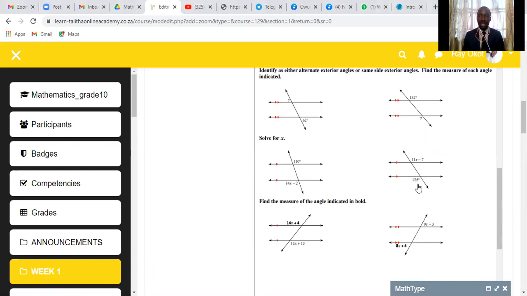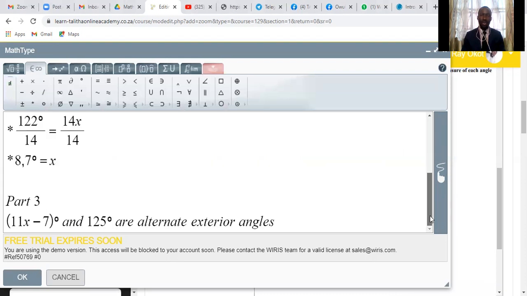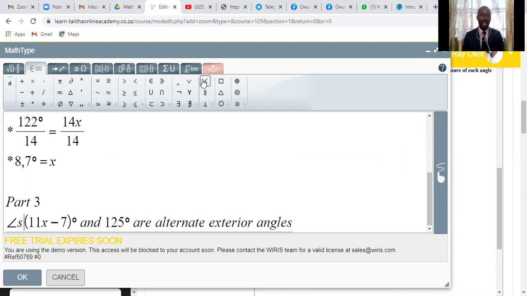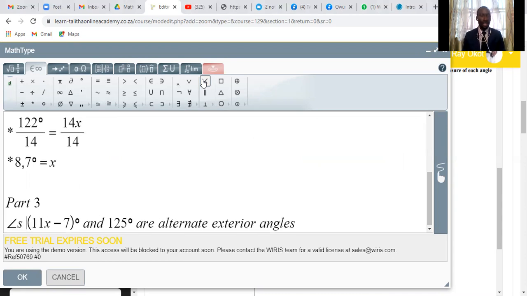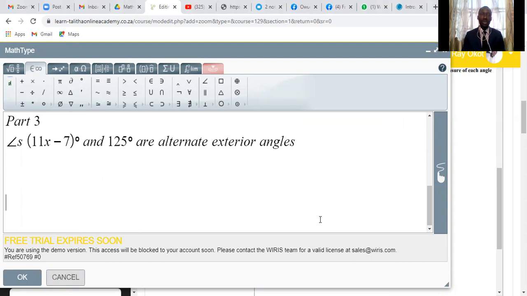And because they are alternate exterior angles, we can go ahead to use that concept to help us do what? Find the value of x. Well, these two angles, we say, are alternate exterior angles. So let's put that down. We say the angles 11x minus 7 degrees and 125 degrees are what? Alternate exterior angles. Well, then what do we do with that property?